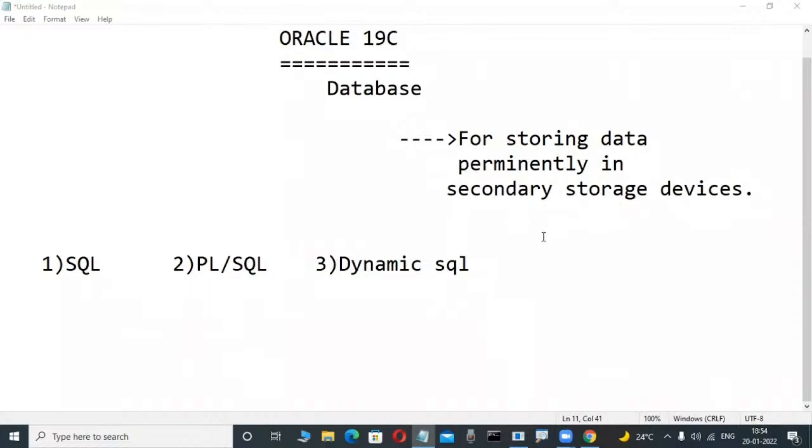For a DevOps engineer, a little bit of SQL is needed, not more SQL. But here we are learning pure database, so we are giving so much knowledge. Based on your requirement, you have to take that knowledge.